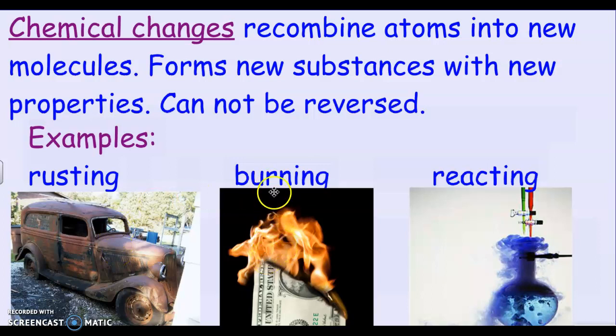Burning, also a classic chemical change. The chemical reaction of the flame is actually creating carbon dioxide and water vapor, and you're not going to get the dollar bill back after it's burned. Reacting could also be a great example of chemical change. Things to look for: changes in color, smoke, or odors, or bubbling, like effervescence. Reacting materials together means the chemicals are creating a chemical change.